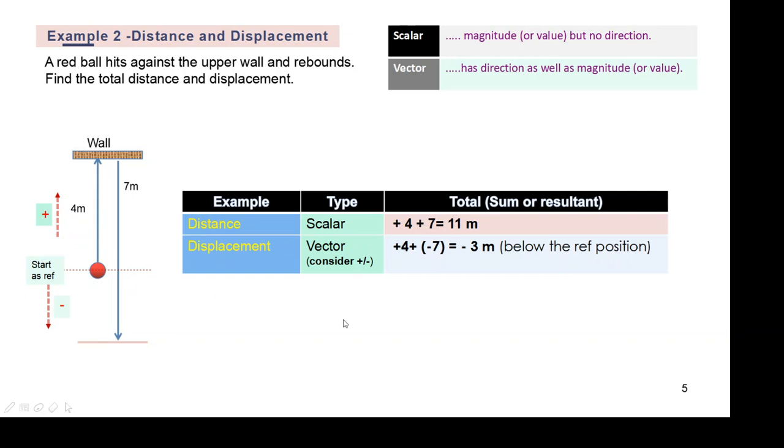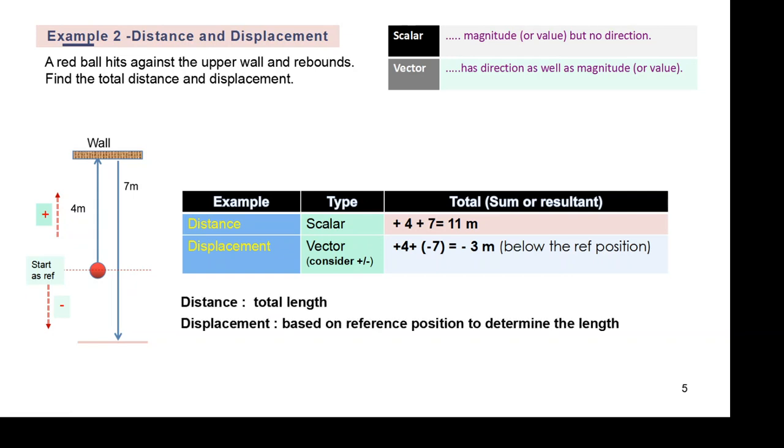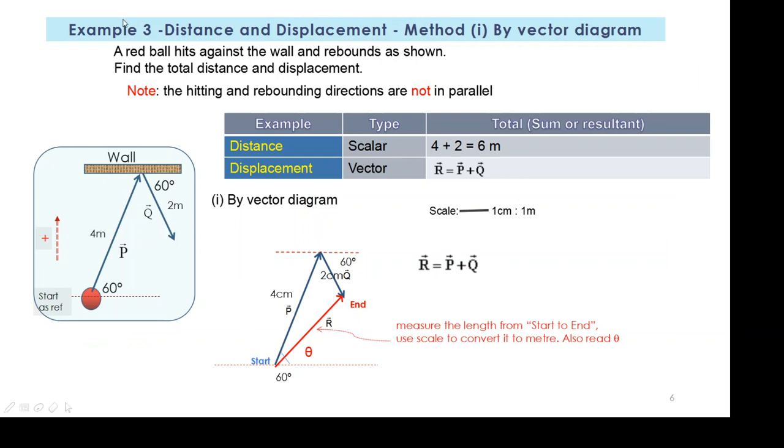So can you understand the meaning of distance and displacement? The distance is total length. Displacement is based on the reference point to determine the length. Earlier examples, we only talk about a parallel path up and down. Now in example 3, you look at the red ball, it hits at a different angle and rebounds. Find the total distance and displacement.